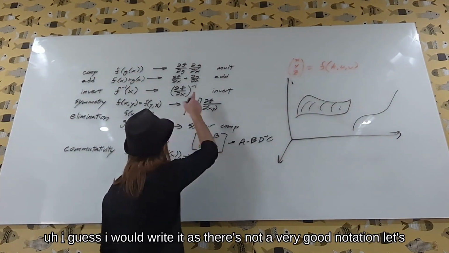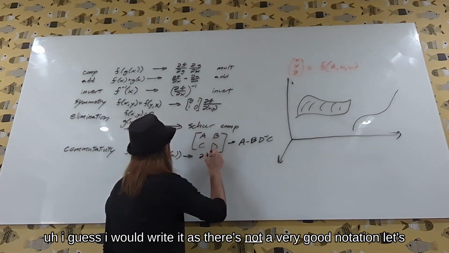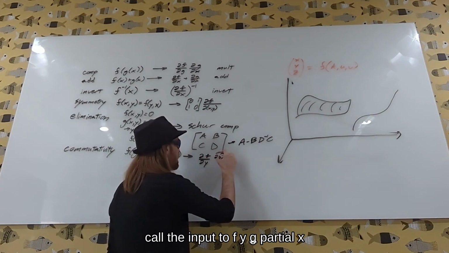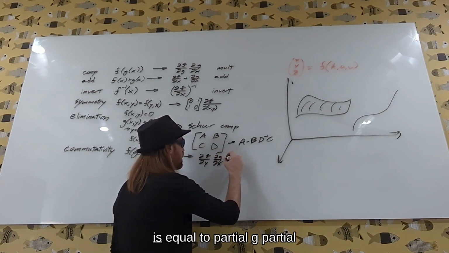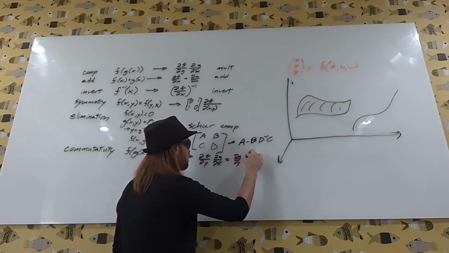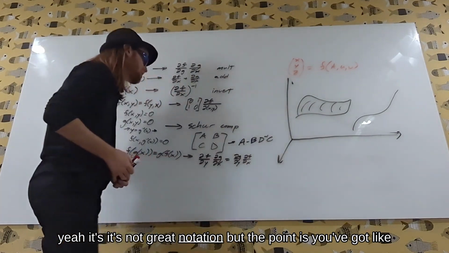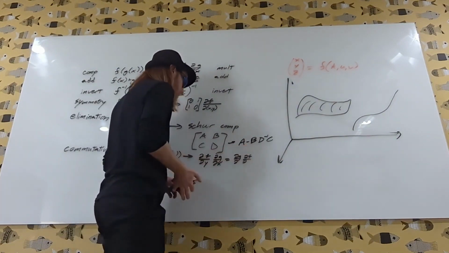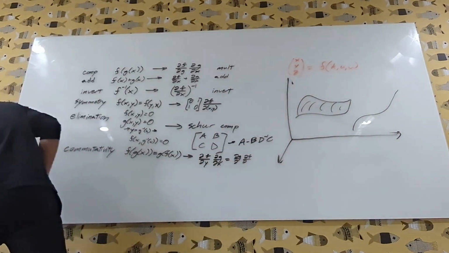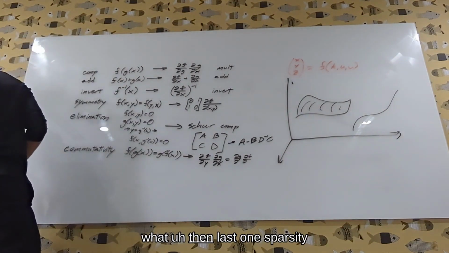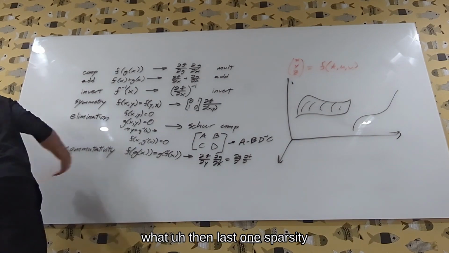So I guess I would write it as, there's not a very good notation for this, let's say partial f, partial whatever the input to f is. I'm going to call the input to f y for now. Partial f partial y times partial g partial x is equal to partial g partial x times partial f partial y. It's not great notation, but the point is you're going to get the same two matrices. Okay. Anyway, I'm just embarrassed about notation now. Whatever, we'll leave it. Then last one, sparsity.